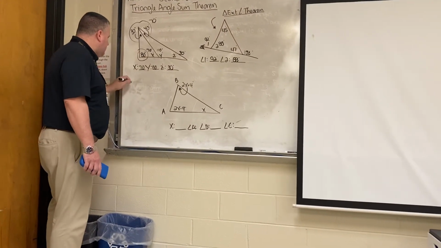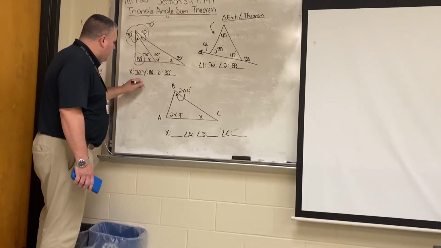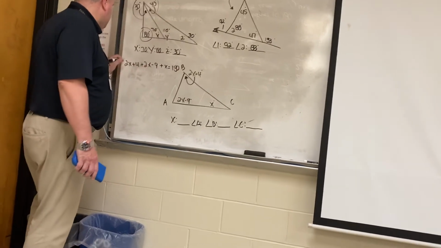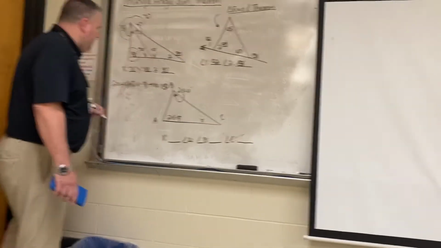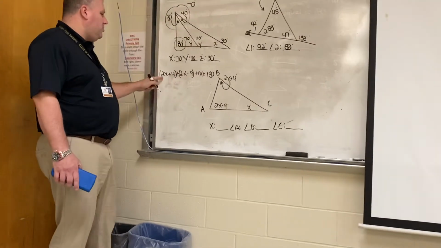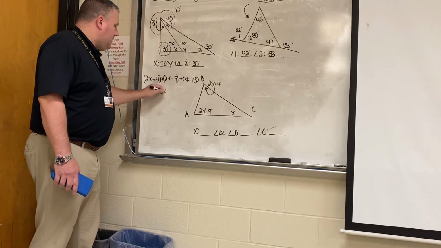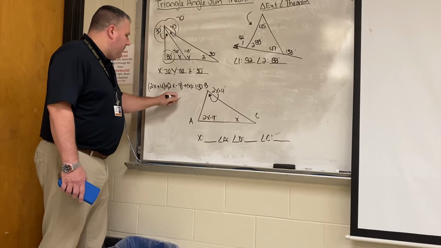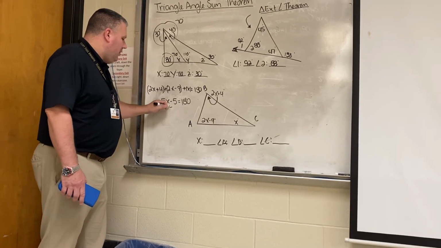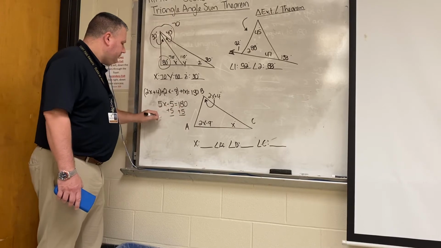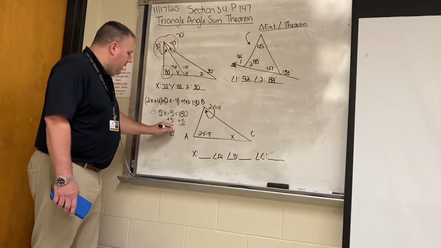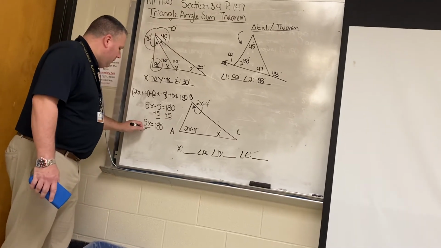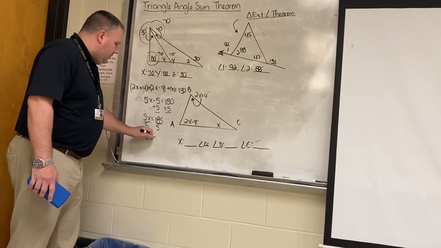So we have 2x plus 4 plus 2x minus 9 plus x is equal to 180 degrees. So let's take a look at what we have here. So we have 2x plus x. That is 5x. We have 4 minus 9, which is minus 5, which is equal to 180 degrees. We're going to add 5 to both sides. 5x is equal to 185. On a calculator, we're going to do 185 divided by 5. X is equal to 37.